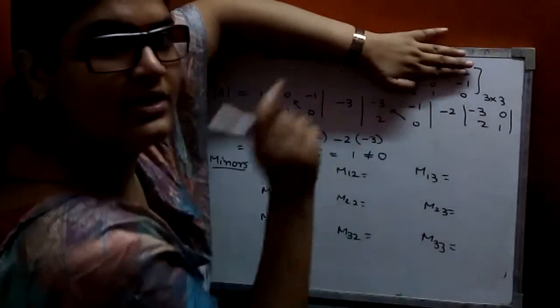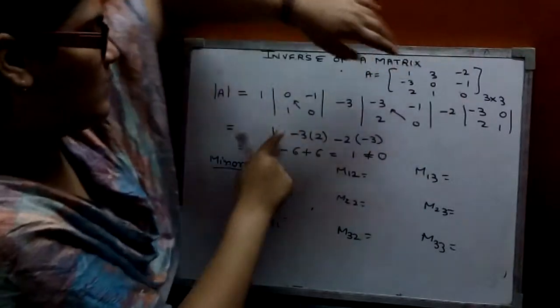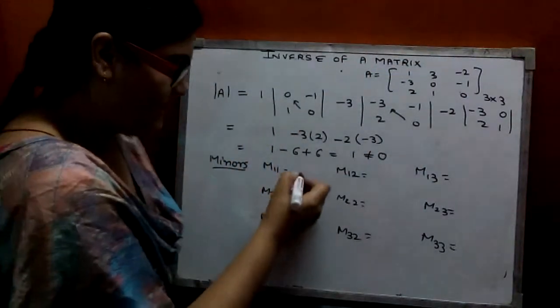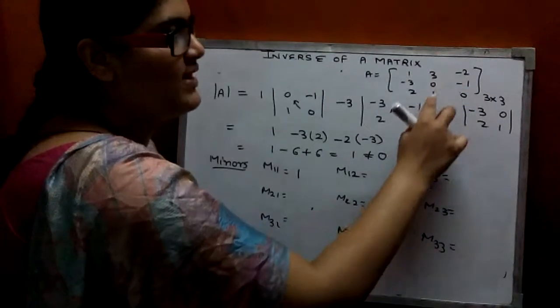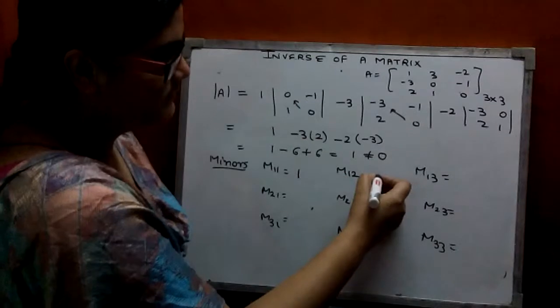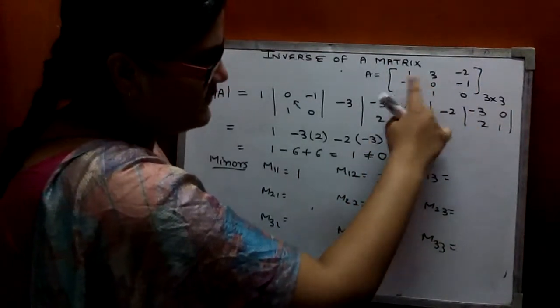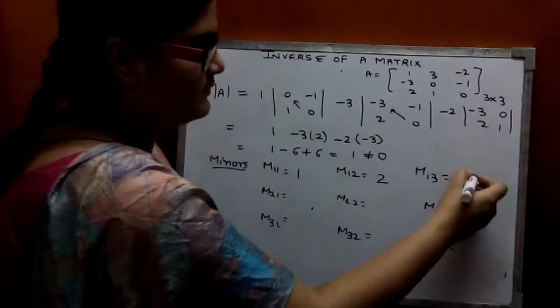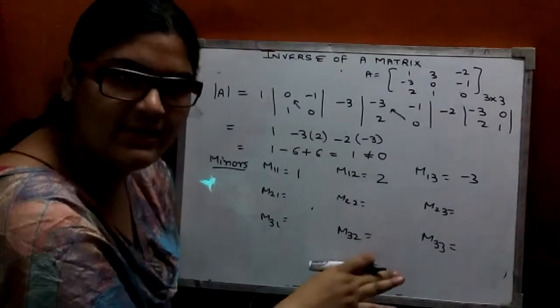Now you have to find out the determinant of this part. And the determinant of this part is what? 1. M12: hide this, and you have to find out the determinant of this part. This is 2. M13: hide this part and you get minus 3. And so on. Similarly, you have to find out the minors of each and every term.